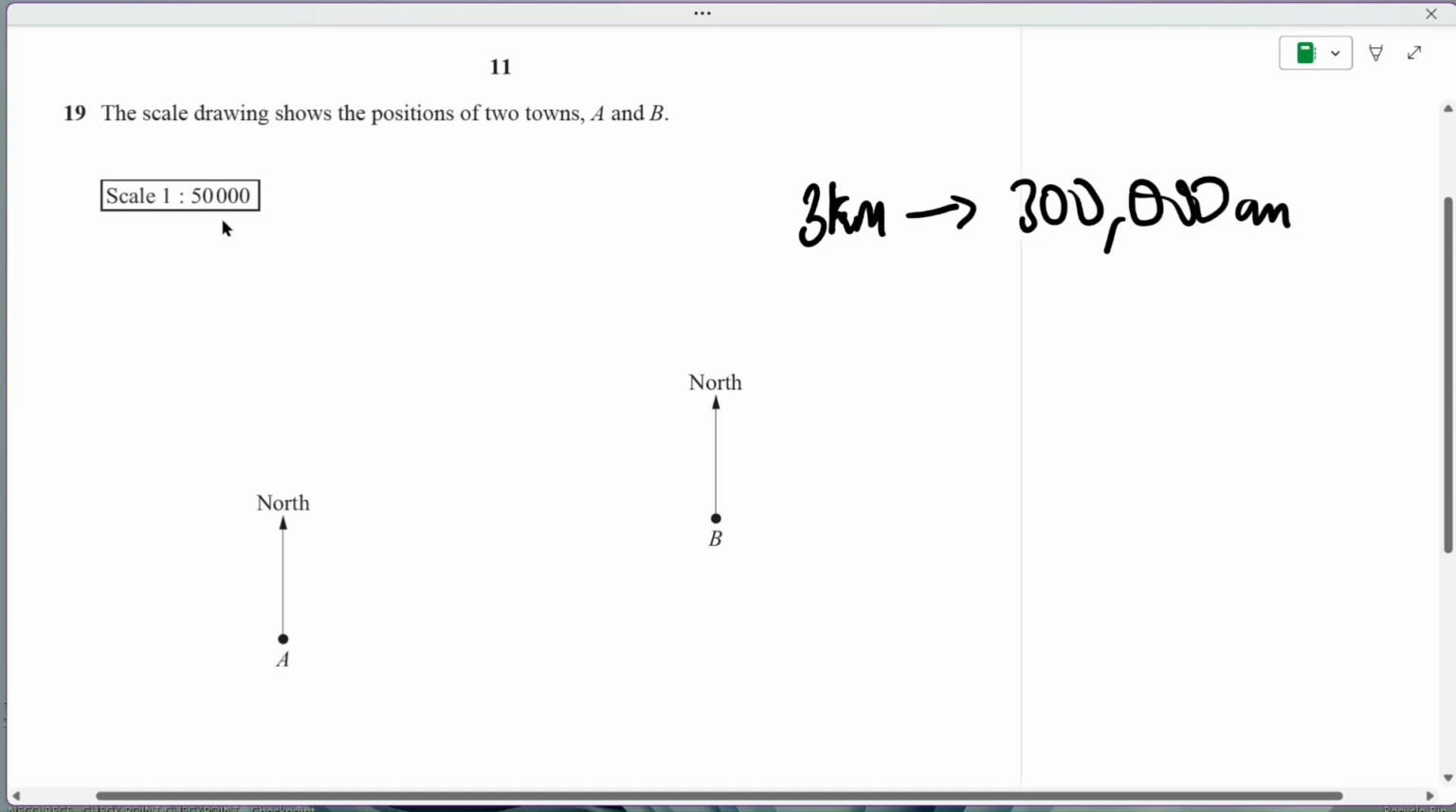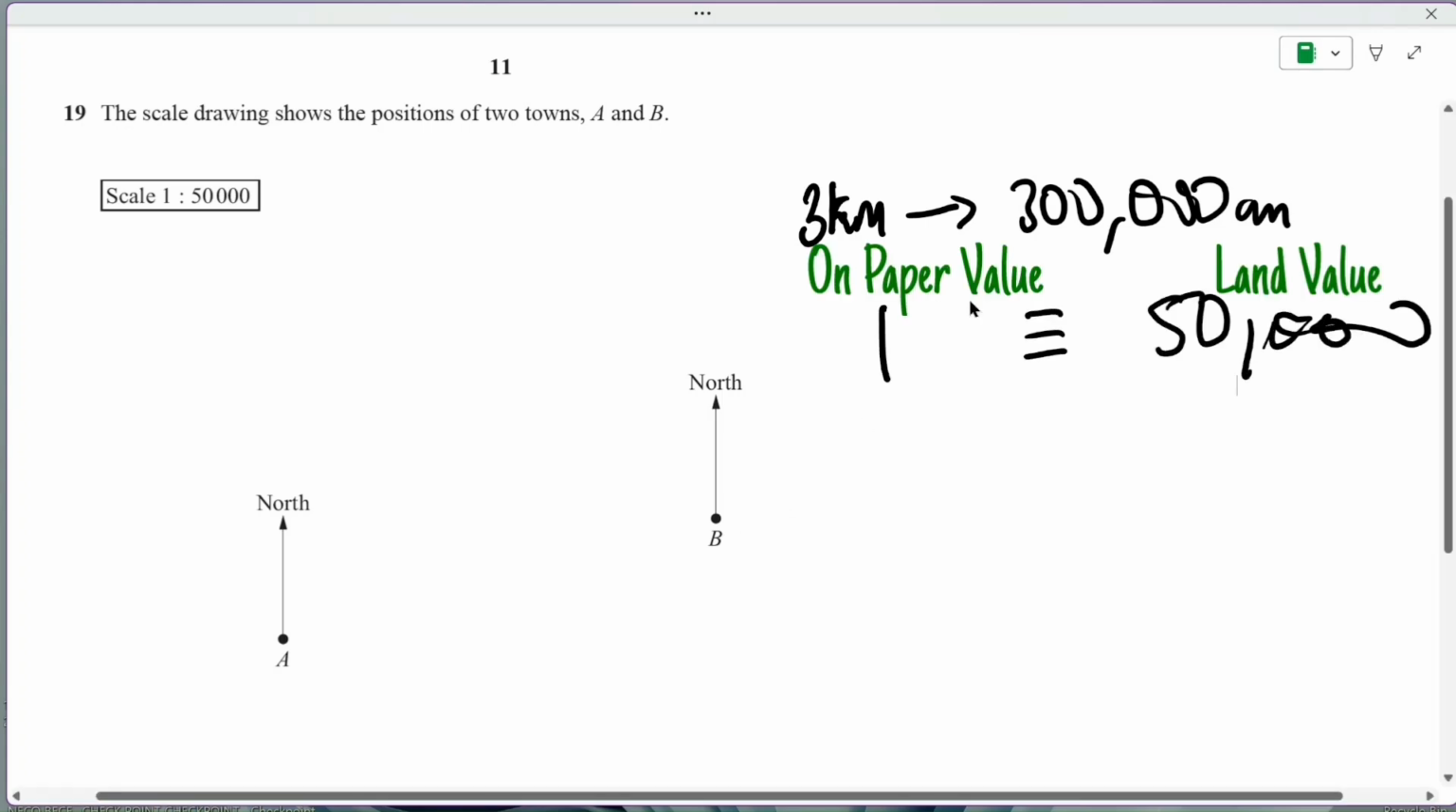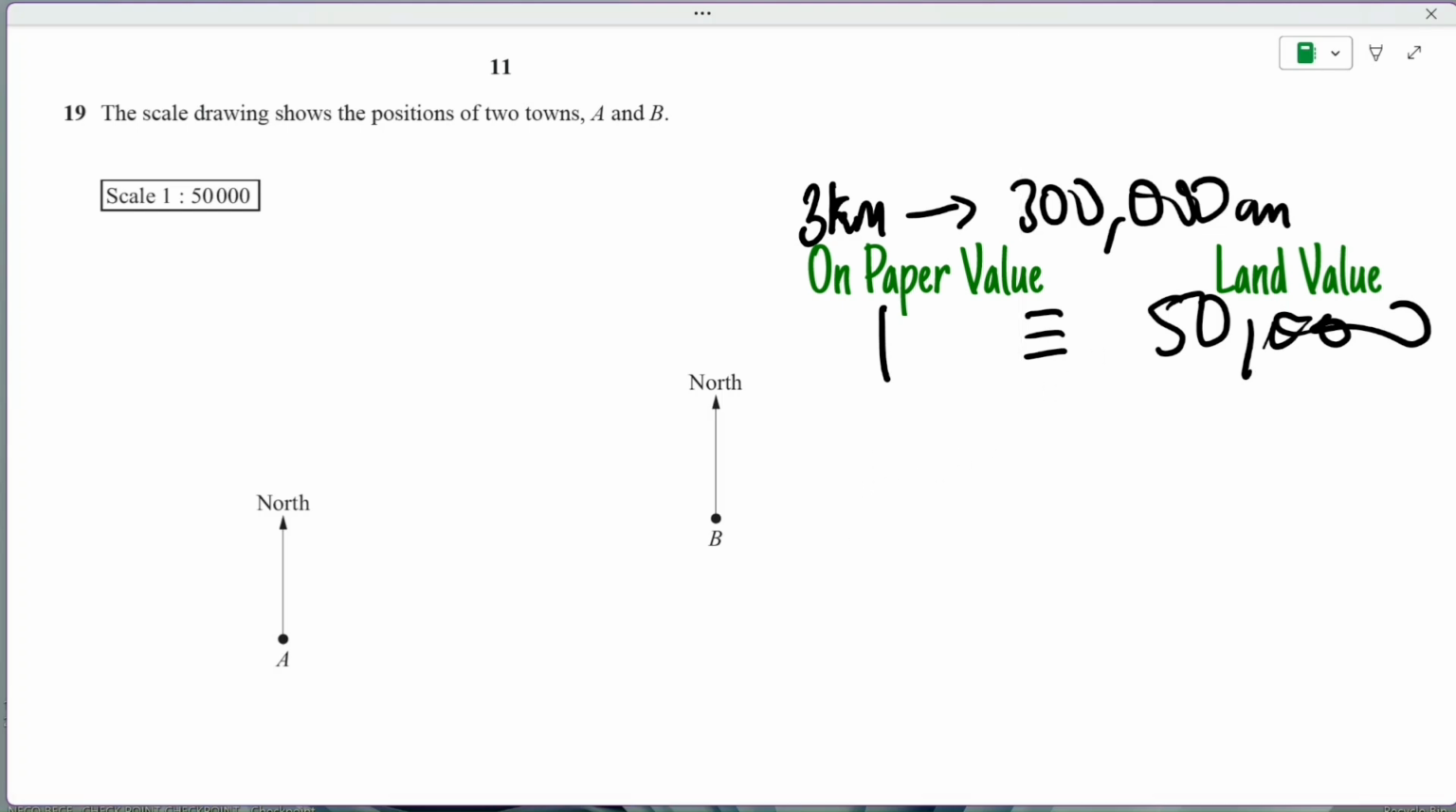You have a scale. The scale is to help you get the actual value on paper. The scale says 1 centimeter to 50,000 centimeters. That's 1 centimeter on paper equals 50,000 centimeters on land. And we know the actual value on land in centimeters is 300,000 centimeters. So we convert 300,000 using this scale to its value on paper. So use our scale. 1 equivalent to 50,000. Then we're converting 300,000 centimeters, which is the land value, so we write it under the land value, to the right of the equivalent sign.